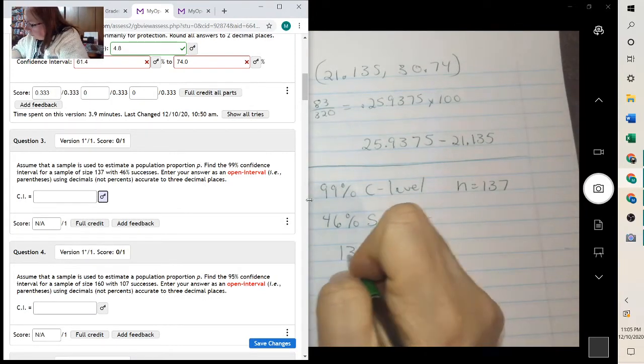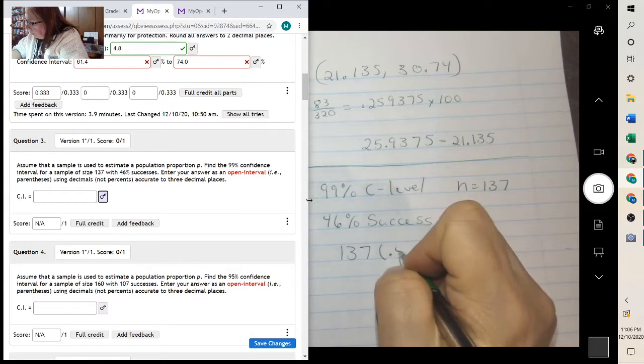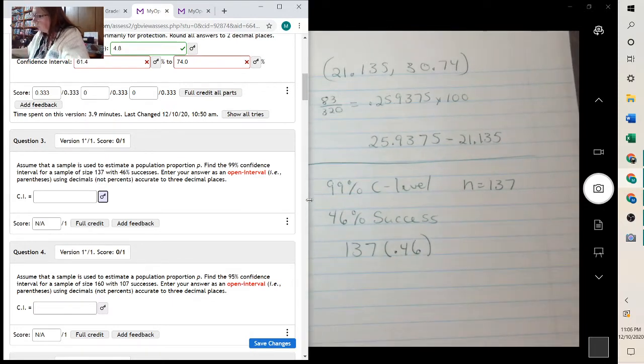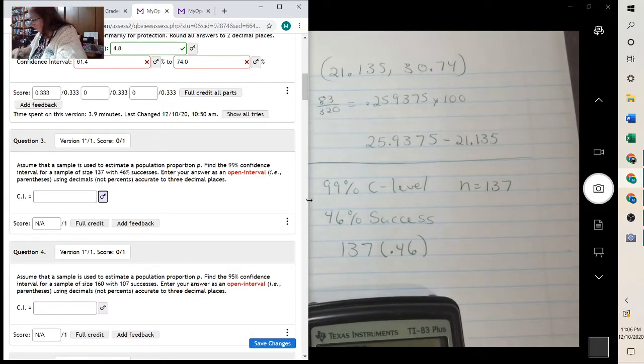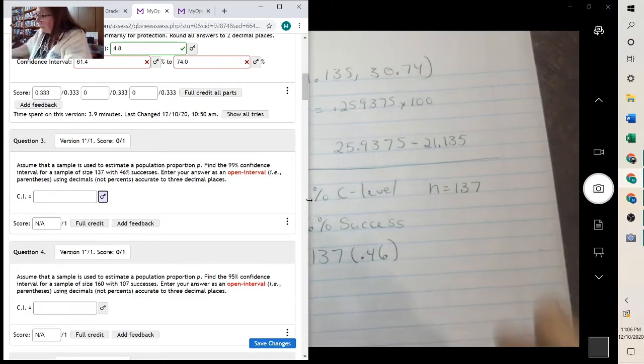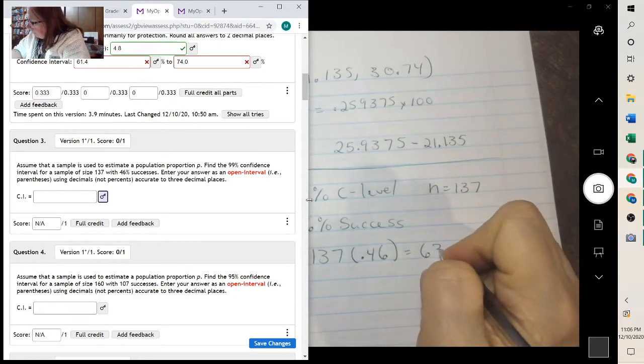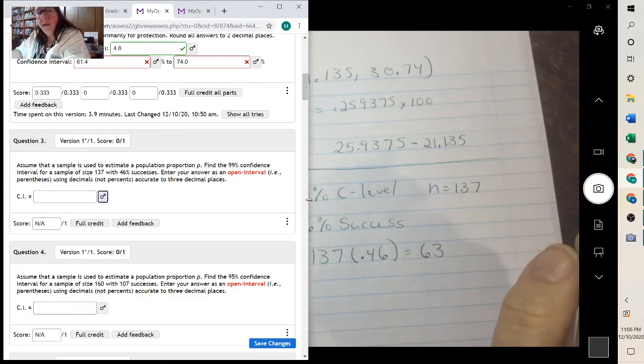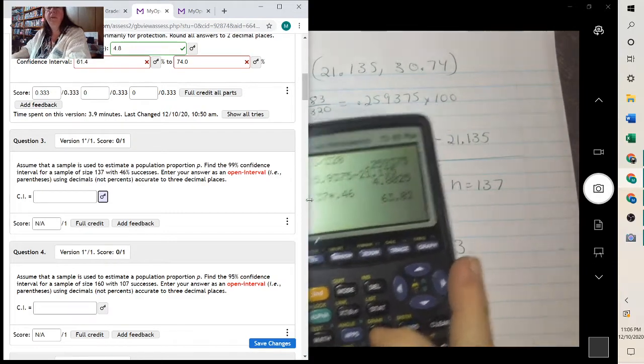Take the total and multiply by the percent, of course, written as a decimal. And you get 63. It will not take a decimal. I'll show you in the calculator. It will give you an error.